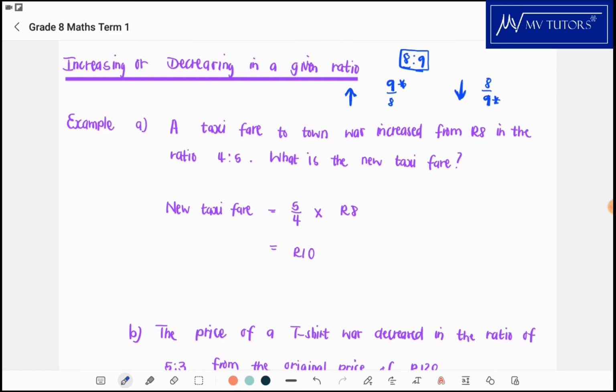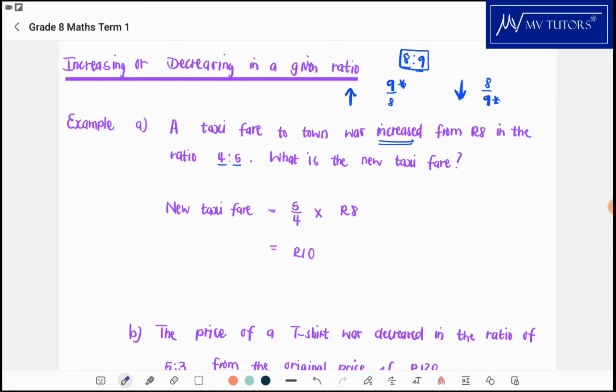And you'll see in the following example. A taxi fare to town was increased from 8 Rand in the ratio of 4:5. Okay, so keywords here, increased. And we have a ratio of 4:5. What is the new taxi fare?